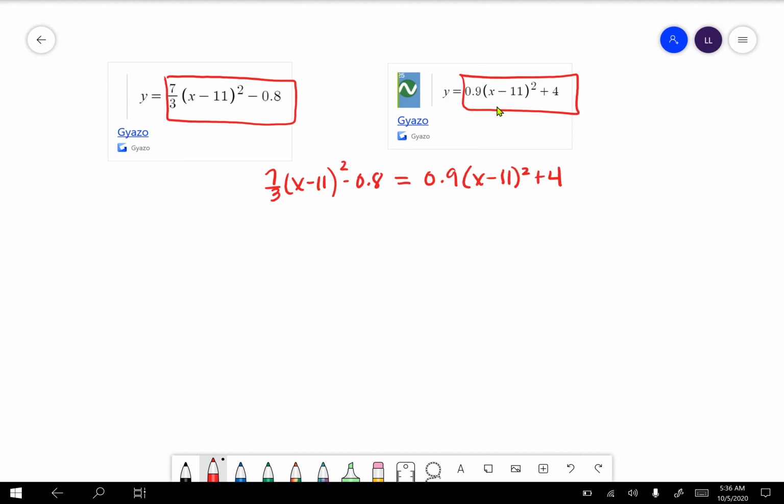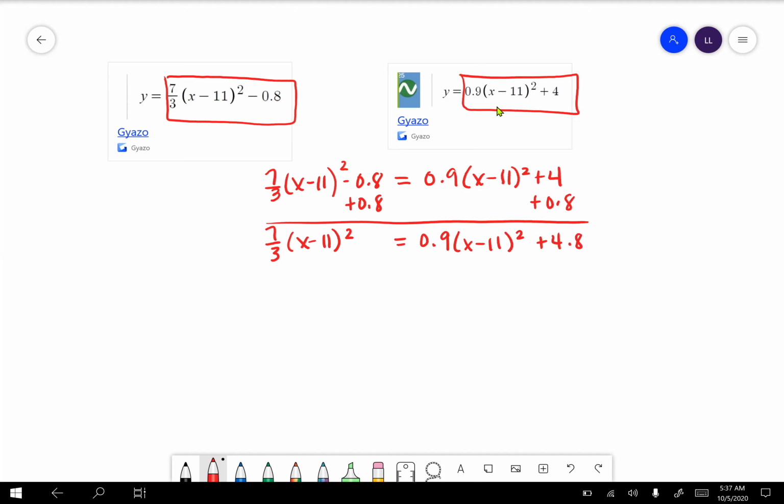Now, let's see. Where do we even begin? Let's first go ahead and try to get the expressions solo, an expression solo. So I'm going to add 0.8 to both sides to balance the equation. All right. So that's 7/3 (x minus 11) squared. The negative and the positive of 0.8 cancel out, and I have 0.9 (x minus 11) squared plus 4.8.